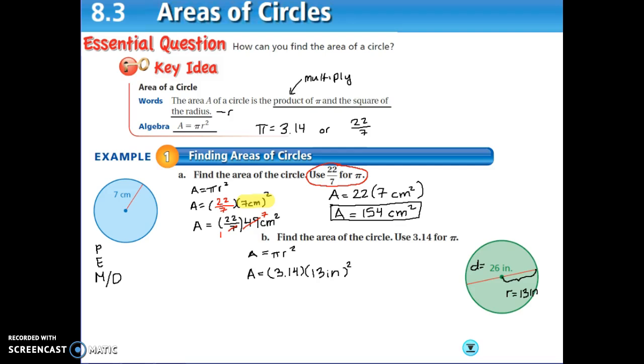Again, following my order of operations, I need to do my exponents first. So I go ahead and multiply 13 by 13. Area is going to equal 3.14. When I square 13, I get 169, and inches are also squared. My last step is to multiply 3.14 by 169.